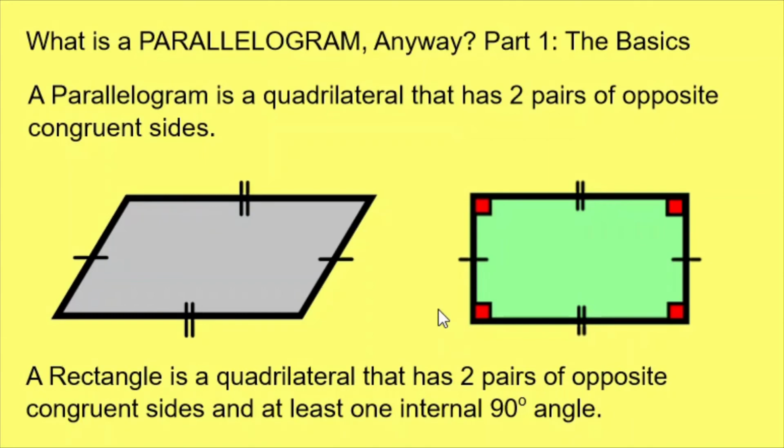So we can see that the only difference between these two definitions is that the rectangle has to have at least one internal 90-degree angle. Otherwise, the definitions are the same. This means that all rectangles are also parallelograms, but not all parallelograms are rectangles. This is the basics of the parallelogram.